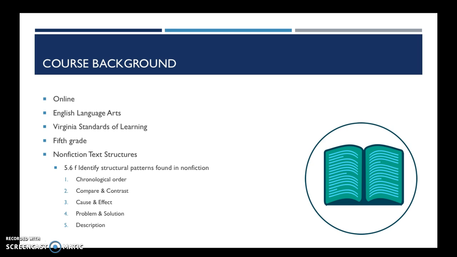There are 5 structures the students will be learning throughout this course. These include chronological order, compare and contrast, cause and effect, problem and solution, and description.